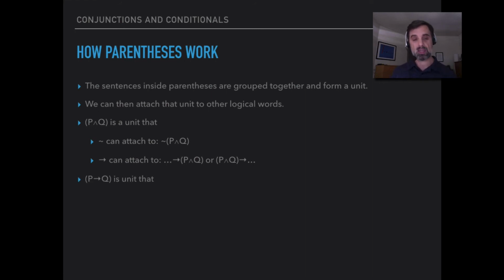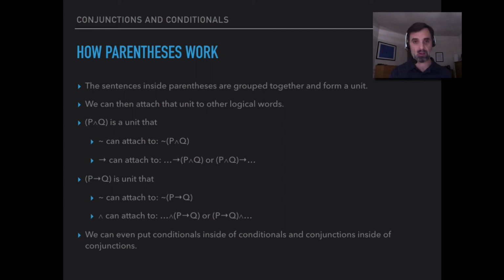Similarly, if we take P arrow Q and put parentheses around that, we form a unit, and then we can attach other symbols to that. So we can attach negation to the whole conditional. And that says, is P enough for Q? Is it the case that if P, then also Q? No, P is not enough for Q. We can also attach a conjunction symbol to if P then Q when we use parentheses, and the if P then Q can either go in the left conjunct or the right conjunct. We could even put conditionals inside of conditionals and conjunctions inside of conjunctions, and we'll see that later on.